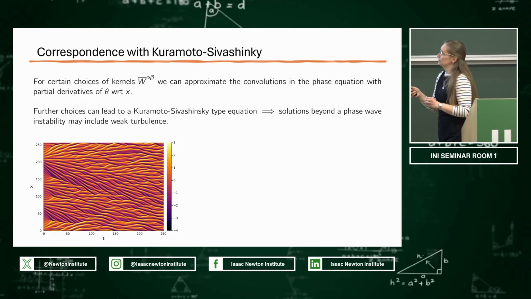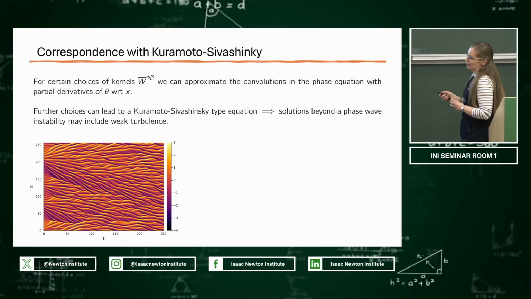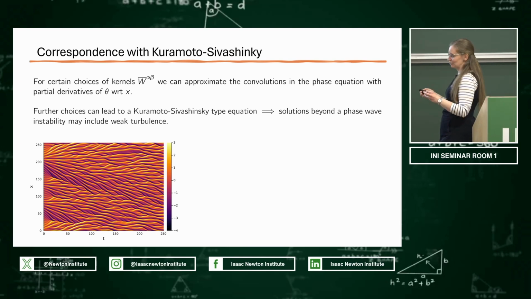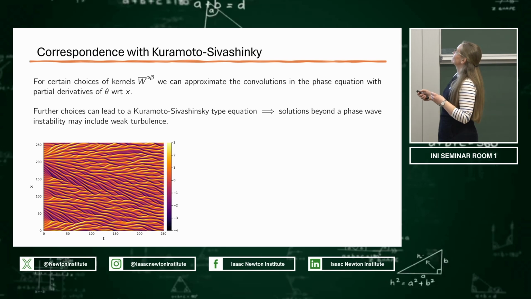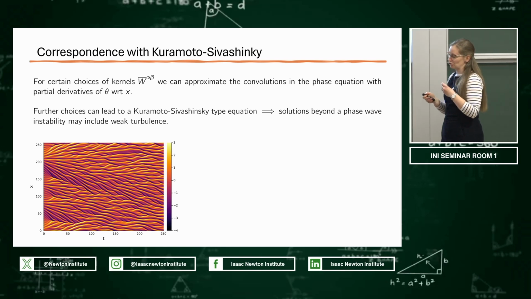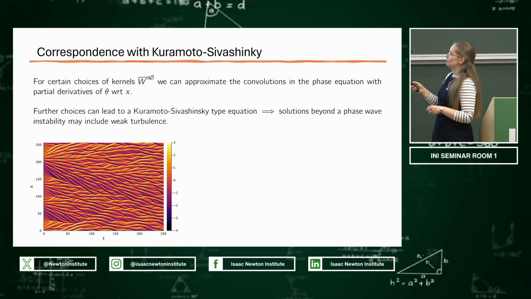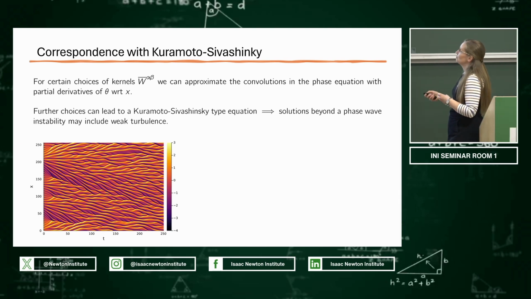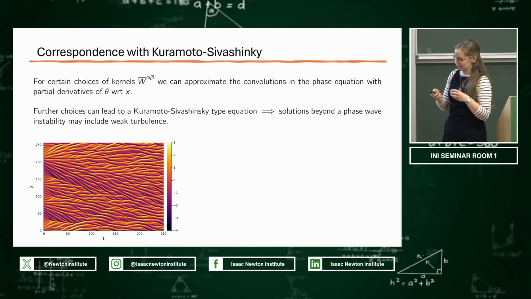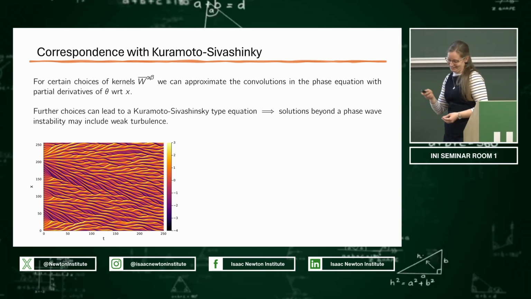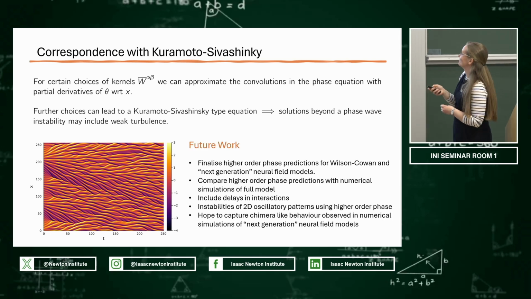Okay, so finally, there are lots of people talking about turbulence. If you make particular choices about your kernel, you can write out this convolution as an approximation using different partial derivatives of theta. And if you make further choices, which I won't go into exactly what they have to be, you can get down to a phase equation that looks like a Kuramoto-Sivashinsky equation, and that has weak phase turbulence. So I've got turbulence in there somewhere.